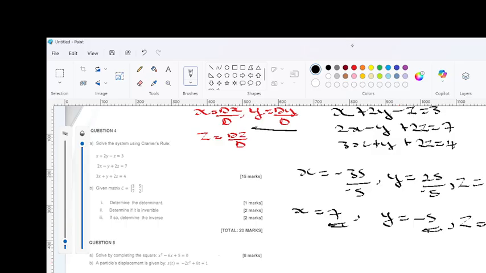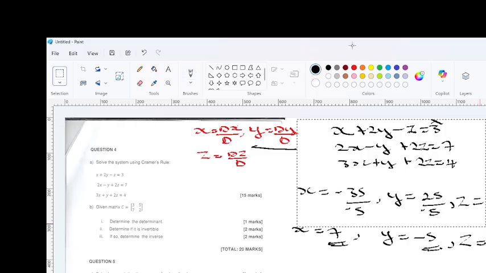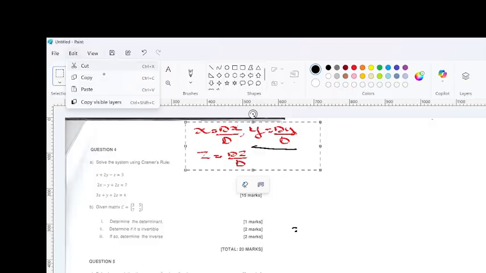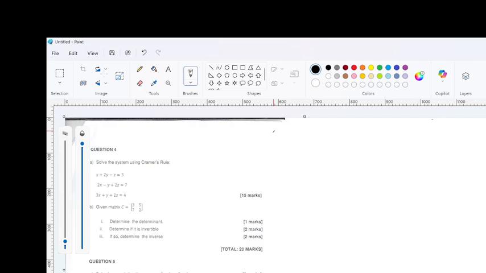Okay, so without wasting much of the time, let's go to question B. How do you solve question B? Let me just erase this part so that we can have enough space to solve the whole system. So we move to question B. The question reads: given matrix C, C is equal to 3, 7, 5, and 2. Given matrix C equal to 3, 7, 5, and 2, determine the determinant.